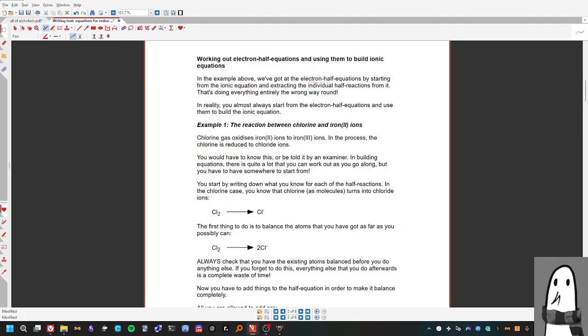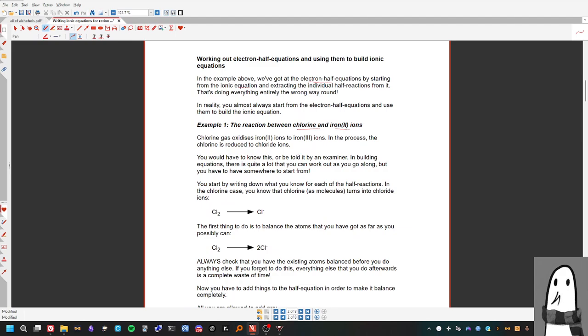In reality, you most likely start with the electron half equations and use them to build the ionic equation. Let's take for example chlorine and iron(II) ions. Chlorine gas oxidizes iron(II) ions into iron(III) ions, so iron(II) ions lose electrons to become iron(III) ions, a process in which the chlorine is reduced to chloride ions. So we have chlorine gas, and it's going to be reduced as it gains electrons to form chloride ions.